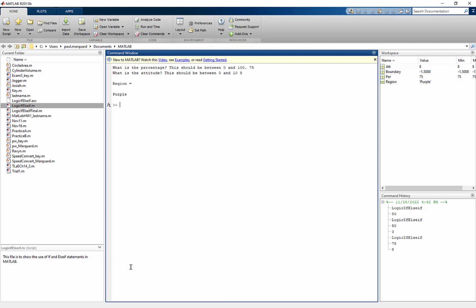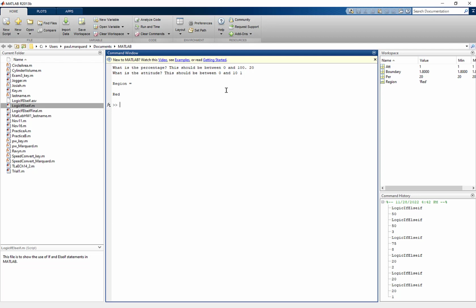Let's run it again. This time let's make the percentage 20. And let's make the attitude 2. So this should be somewhere pretty close to the red region, but it still might be green. And in fact, it is still green. So let's run it again, and we'll give it a smaller attitude. Okay, so let's give it a percentage of 20, and then an attitude of 1. And you can see that puts me in the red range.